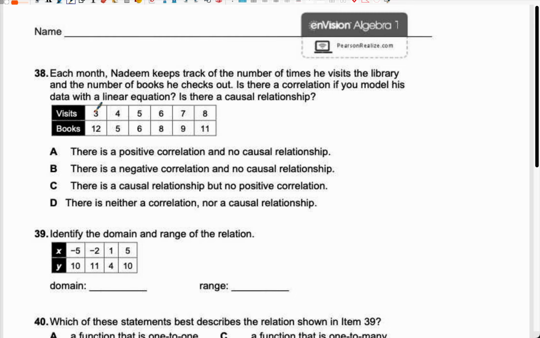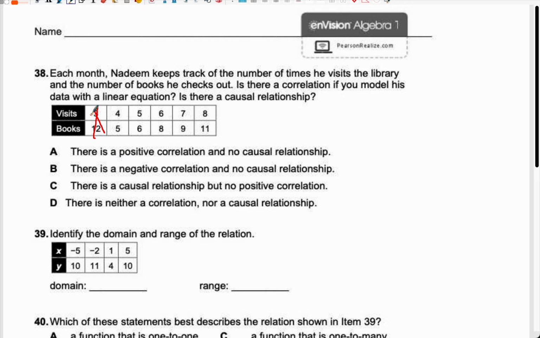He went 3 visits this month or whatever and got 12 books. But then after that, he visited 4 times, got 5, 5 times got 6, 6 times got 8, 7 times got 9, 8 times got 11. If we leave this out as an outlier, then it's pretty clear we have a positive correlation. If we throw this one in there, sometimes that one data point makes it look like there's no correlation, but outliers we don't worry too much about.